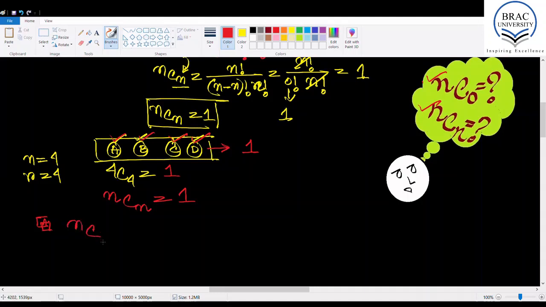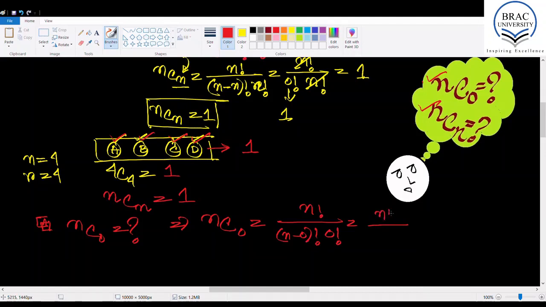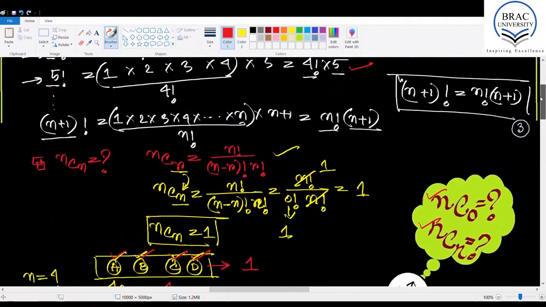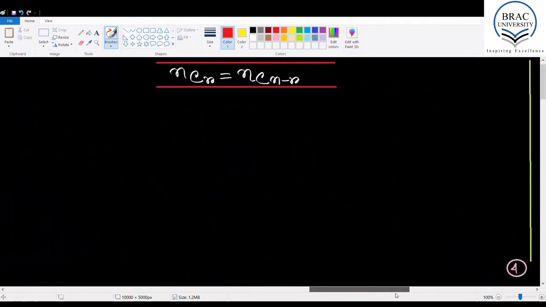Now nC0 equals what? This is also easy. From the formula, nC0 equals n factorial divided by (n minus 0) factorial into 0 factorial. As we know that 0 factorial is 1, it means nC0 equals 1. So out of n different elements, you can choose 0 elements in only one way. How? You will have to leave out all of the elements. That is the only way you can choose 0 elements out of these n. This is the explanation of nC0 equals 1. Okay, let's move to the next problem.